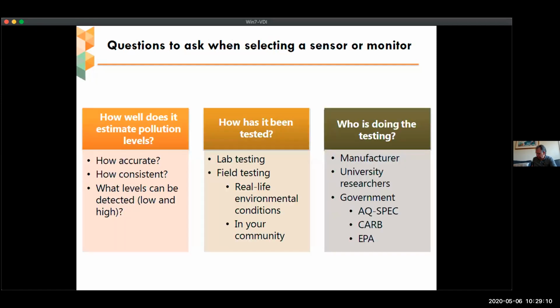So questions to ask when selecting a sensor or monitor: how well does it estimate pollution levels? How accurate is it? How consistent is it? What levels can be detected? Is it low versus high? You want to make sure you know about the monitor that you're choosing, how it's been tested. Has it been tested out in the field or just in the lab? Does it match with the conditions that you're actually going to be monitoring in your community? And is it only being tested by the manufacturer, or is it being tested by university researchers?